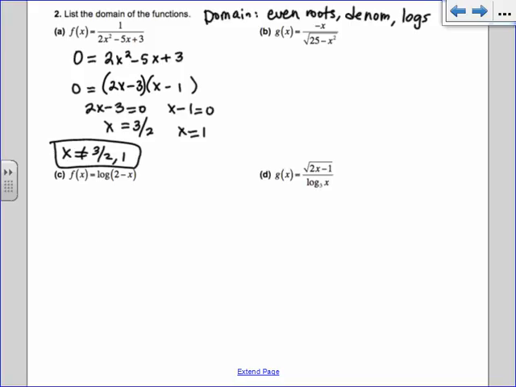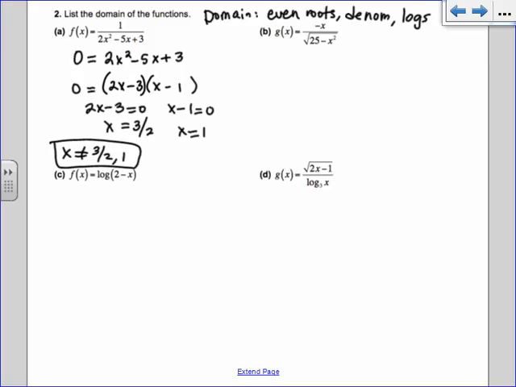All right, so part B has both a denominator and a square root. All right, so we can't have our denominator equal to 0. So what can we automatically not have? What makes the denominator 0? What's one number? I'm going to call you this. 5 and -5, right? Those are both bad.